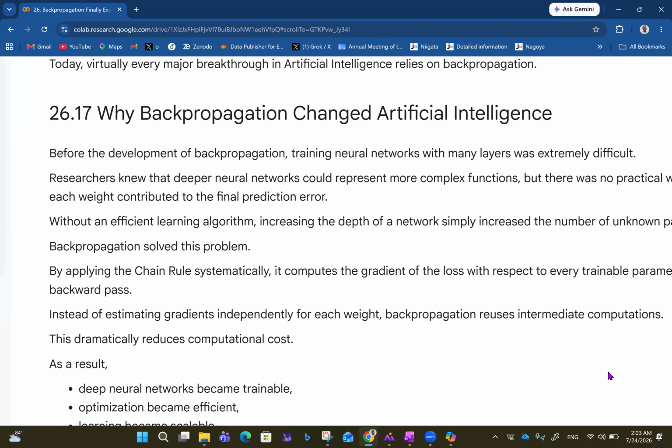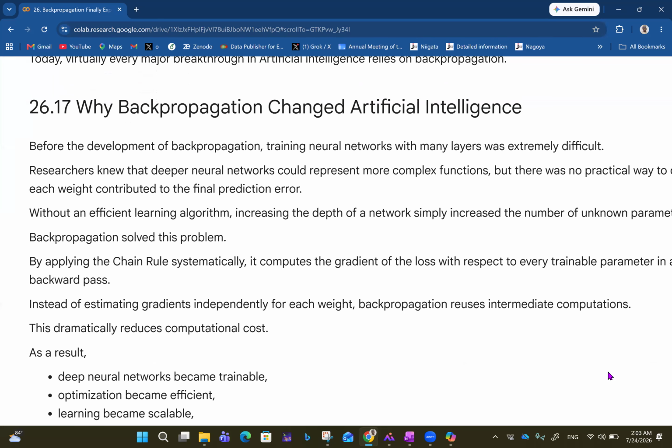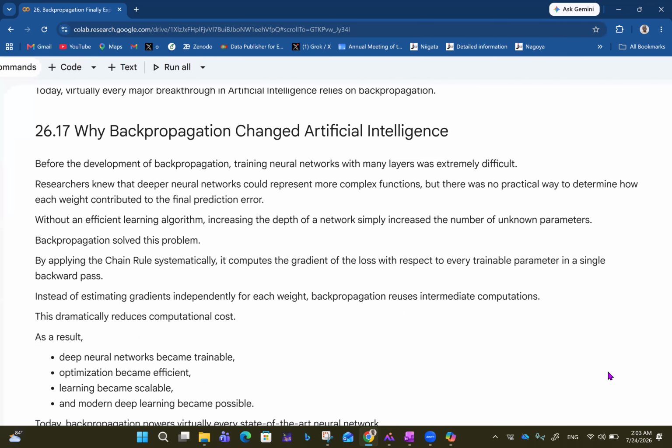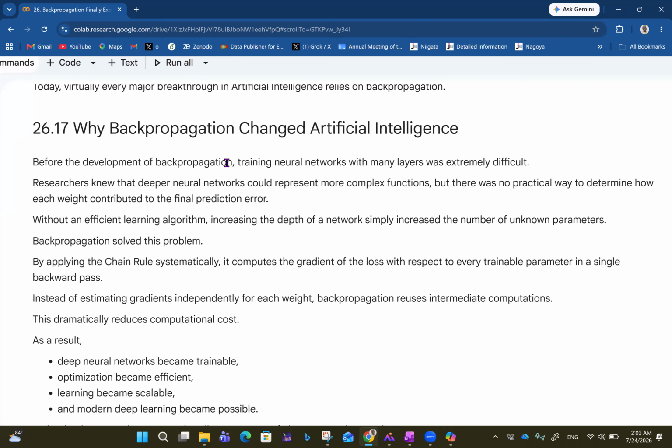Another thing to consider is why backpropagation changed artificial intelligence permanently. Before the development of backpropagation, training neural networks with many layers was extremely difficult. Researchers knew that deeper neural networks could represent more complex functions, but there was no practical way to determine how each weight contributed to the final prediction error. Without an efficient learning algorithm, increasing the depth of a network simply increased the number of unknown parameters. So backpropagation solved this problem. It was a lifesaver.